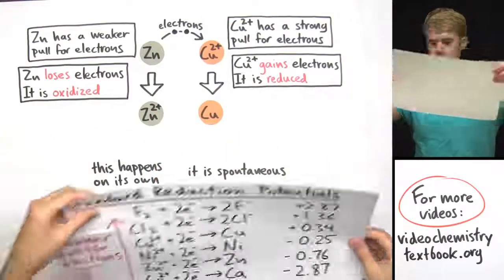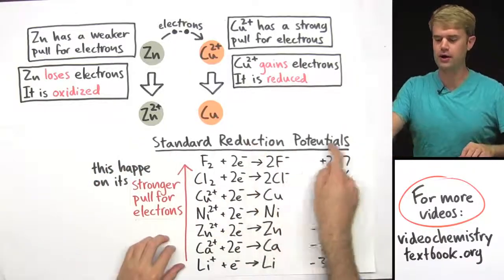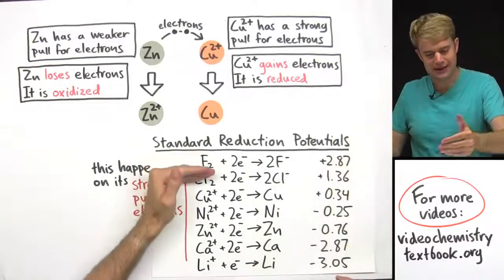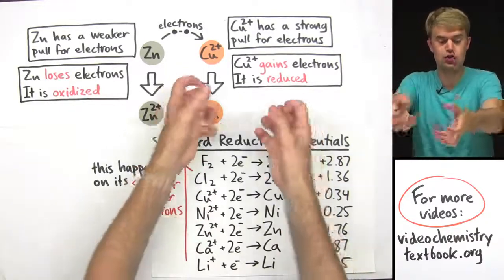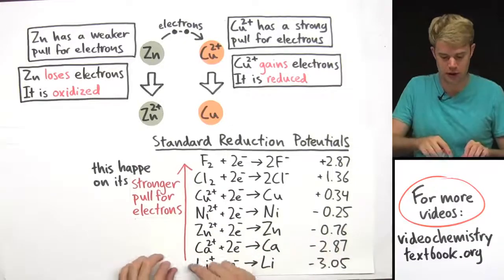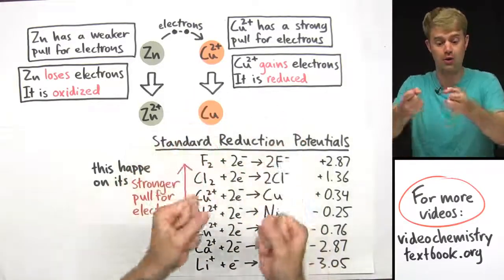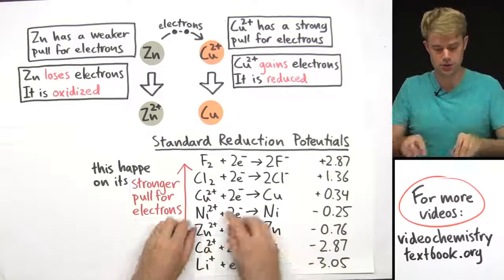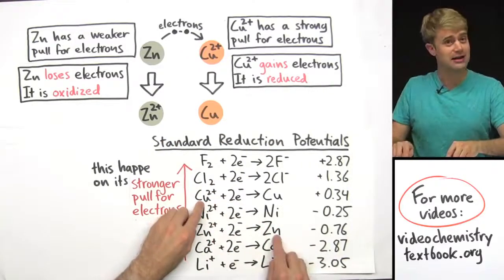There is this chart that we'll be using a lot in electrochemistry that's called the standard reduction potentials. It lists elements and compounds in terms of how strongly they want to pull electrons. So the higher you go up here, the more these elements want to pull electrons towards them. So we got copper 2 plus up here, and we got zinc down here.